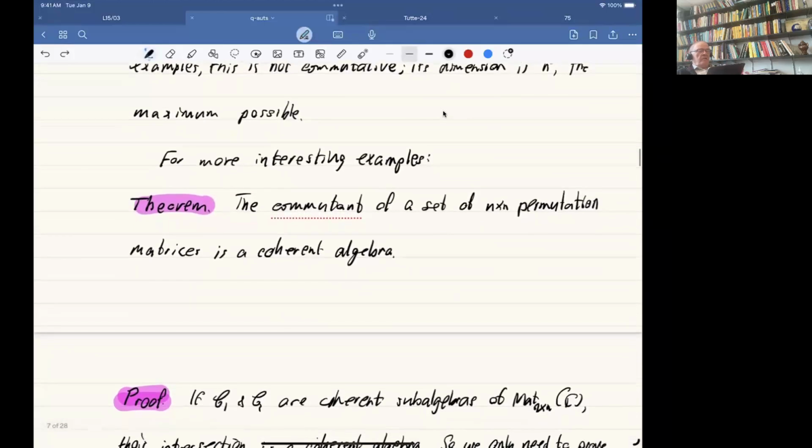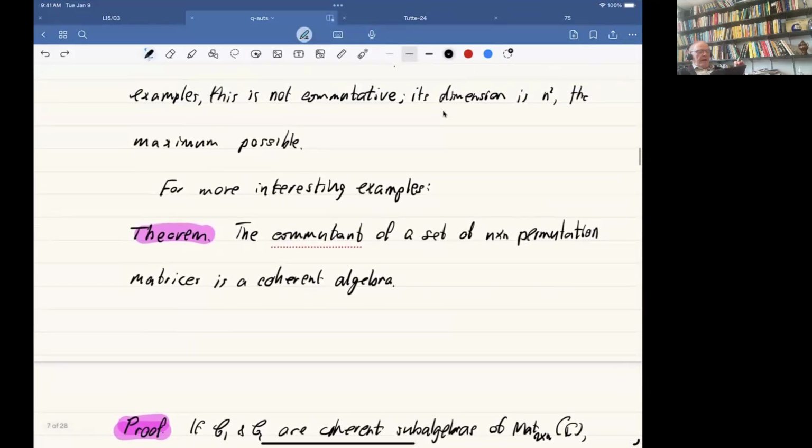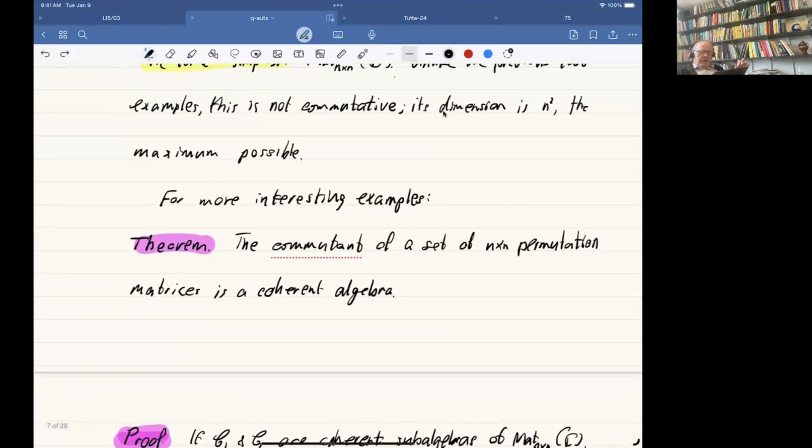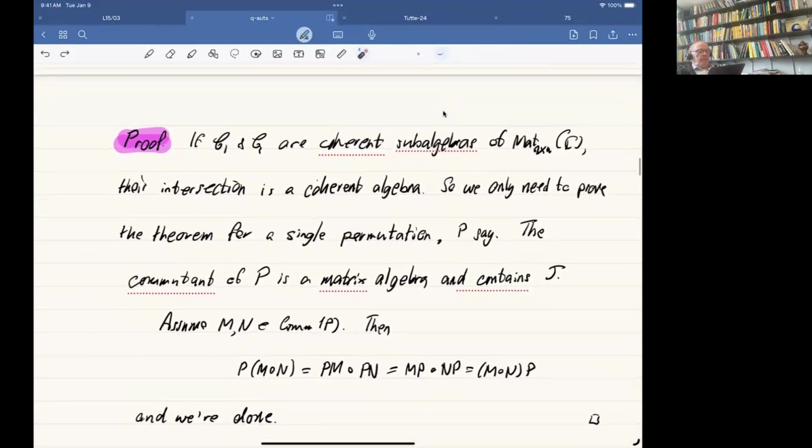And so the theorem is that the commutant of a set of n by n permutation matrices is a coherent algebra. Now, you don't need to go back and understand all this stuff I just did about defining coherent algebra and giving you the examples. What you really need to do is to prove that this algebra is Schur closed. Everything else will follow. And there's a fairly short proof. So I'm assuming a bit of an inversion first. I'm claiming if I've got two coherent algebras, subalgebras of n by n matrices, their intersection is also a coherent algebra.